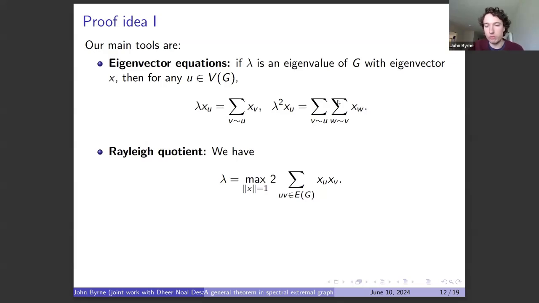If we multiply this equation by lambda, we get the second one. Lambda squared times XU will be the sum over all walks of length 2 starting from U. So we use this very frequently.